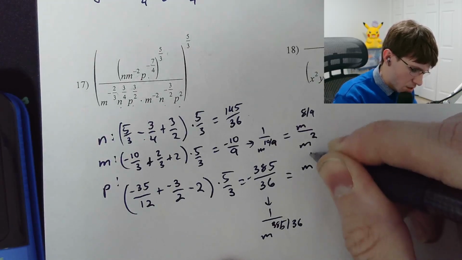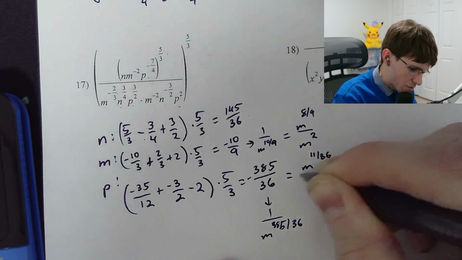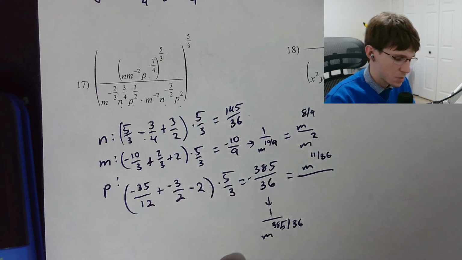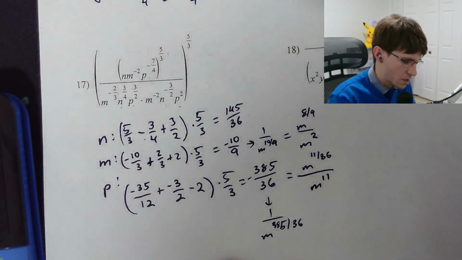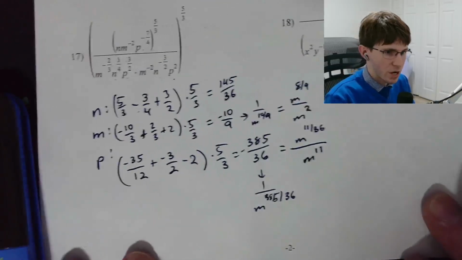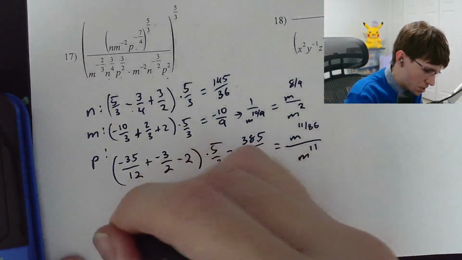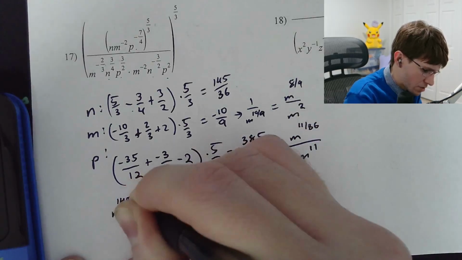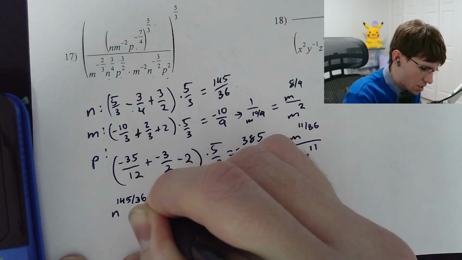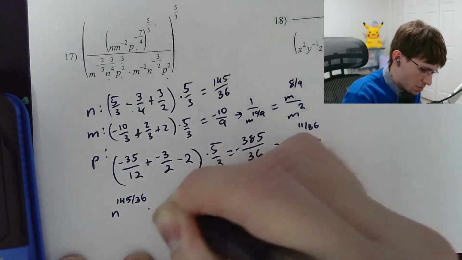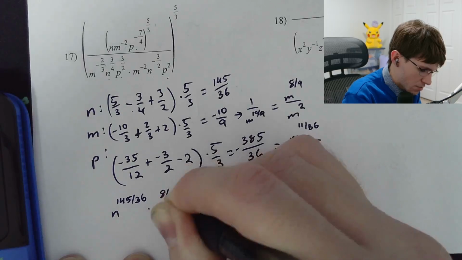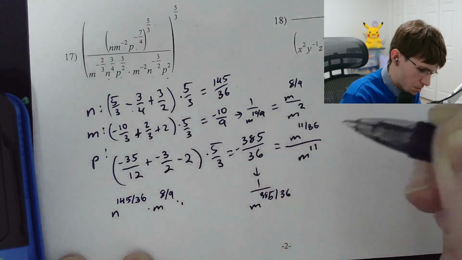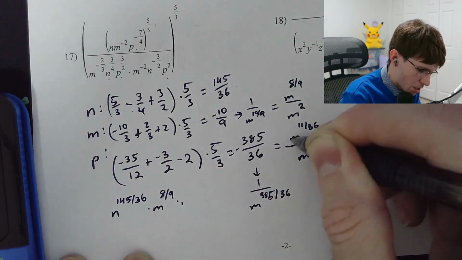m to the 11 over 36, divided by 36 was 10, 360 was 10, 396 would be 11, so m to the 11th. Final answer, we're finally ready to write everything down. Our n is our only easy one. We have n to the power of 145 divided by 36, and that is going to be multiplied by m to the 8 divided by 9, and that is going to be multiplied by, it's letter P, guys.